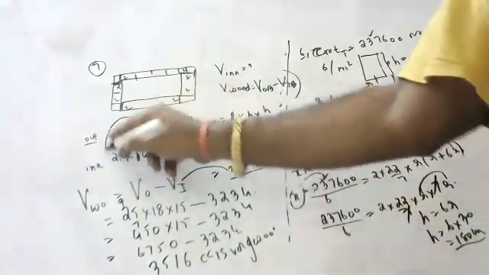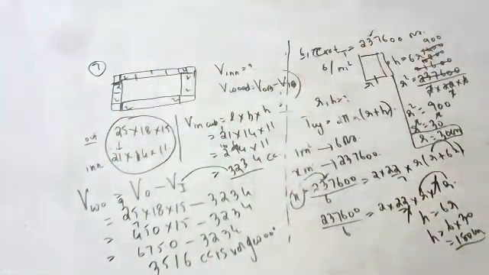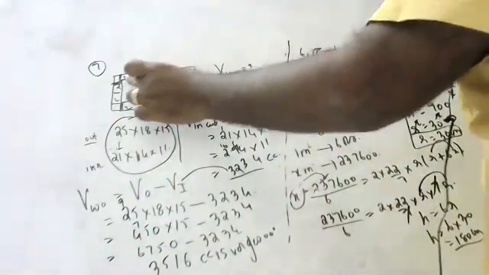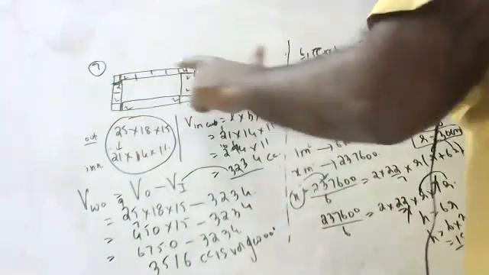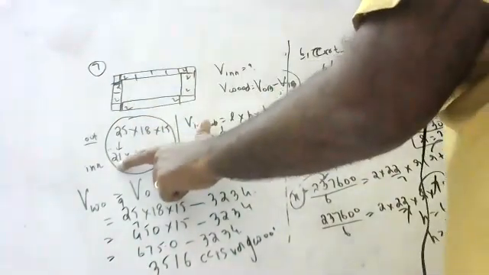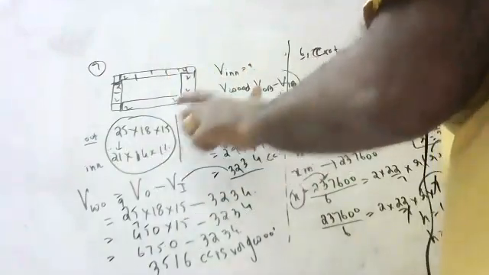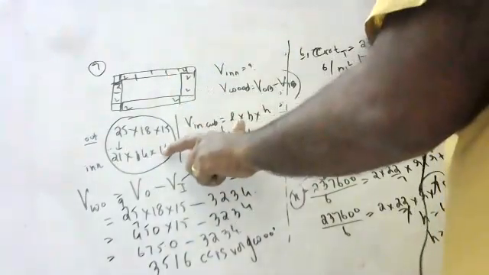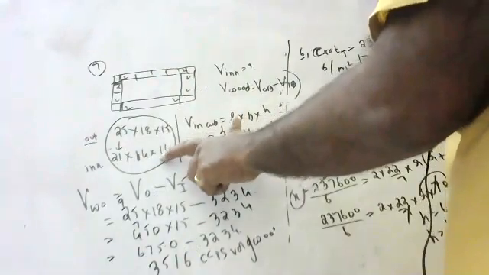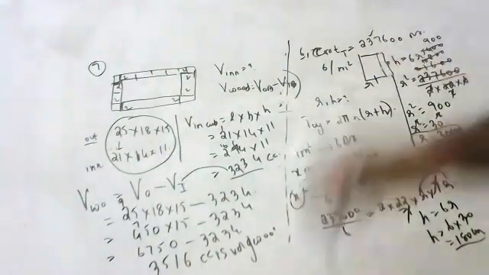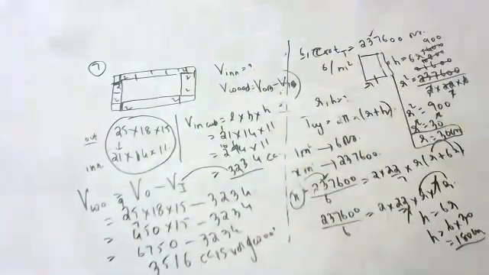Okay, children, here you should know that we have to subtract 4 everywhere. Why 4, children? If this is 25, the internal one will be 21, because here there is 2 thickness, we have to subtract. If this is 18, here 2, if you subtract, 14, and front 2, back 2, if you subtract, 15 minus 4 is 11. This you should know, children. If you know that only, you can do it.